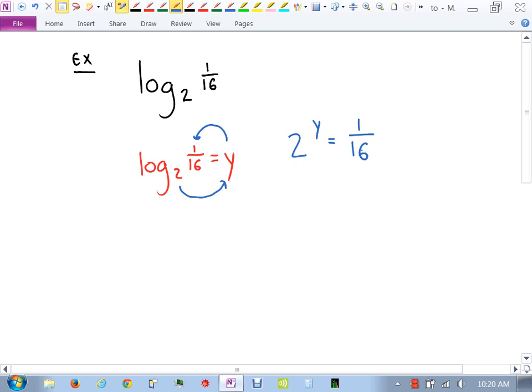If on a test you write down 2y equals 1/16, you'll get almost everything taken off on this problem. It's not 2 times y, it's 2 raised to the y, right? Totally different things. Now, can anybody tell me what power I raised 2 to in order to get 1/16? Well, it may not be obvious, right?